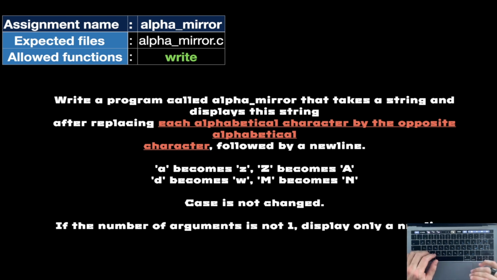Today we are doing alpha mirror. Basically, we have to write a program called alpha mirror that takes a string and displays the string after replacing each alphabetical character by the opposite alphabetical character, followed by a new line. So basically, A becomes Z and Z becomes A. Case is not changed. If the number of arguments is not 1, display only a new line.